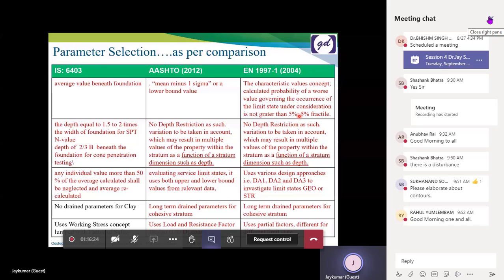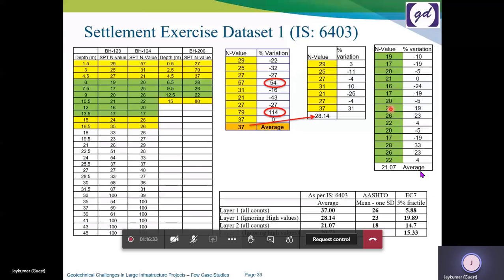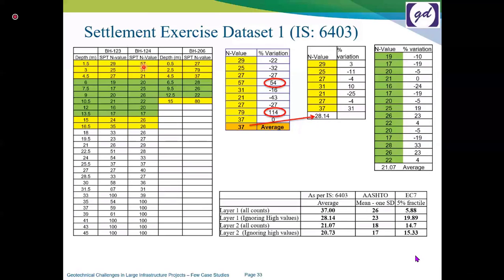I would not go into detail because I need to close this early, but let me give you one example. Let's say we have 3 boreholes, BH 123, 124, and 206, where I have SPT values all along the depth. The yellow one is layer 1, then the green one is layer 2, followed by another yellow, which is layer 3. Now all these 3 boreholes are below my structure. Now which borehole do I need to use?